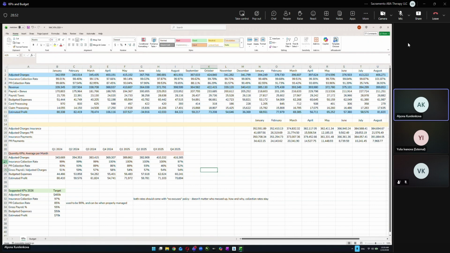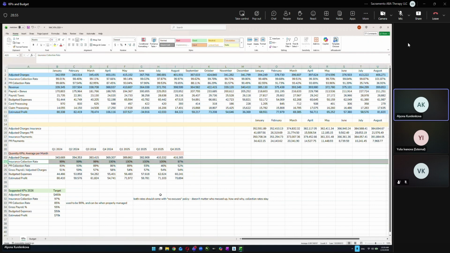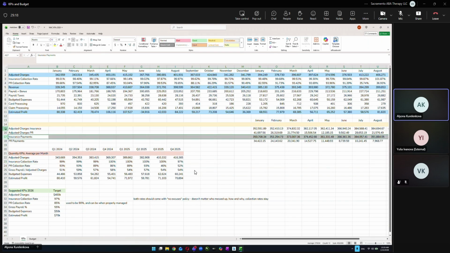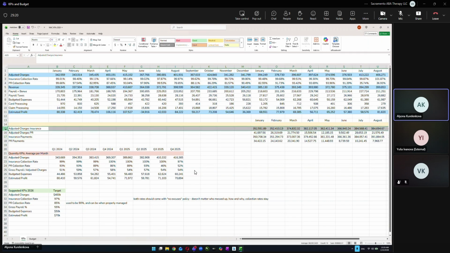Now, insurance collection rate is pretty self-explanatory. It's basically the percentage of how much insurance actually paid divided by how much they were supposed to pay, and you see the percentage. And you take this from Central Reach, yeah? The one we just saw, basically. Yeah, you saw how I compared insurance payments with adjusted charges for insurance. That's exactly the division.